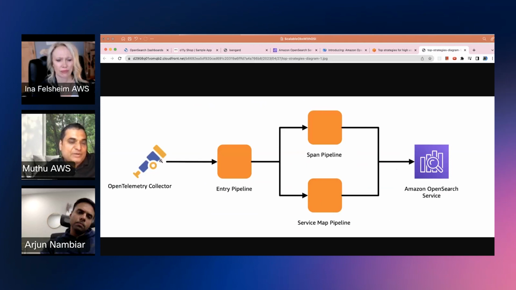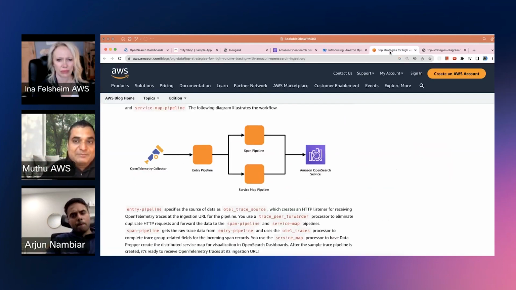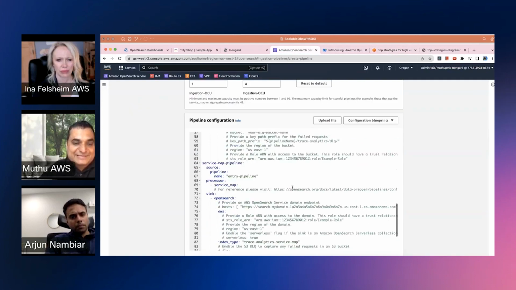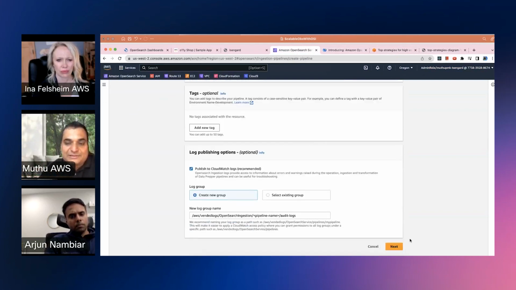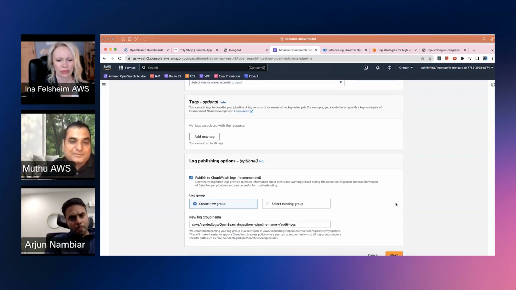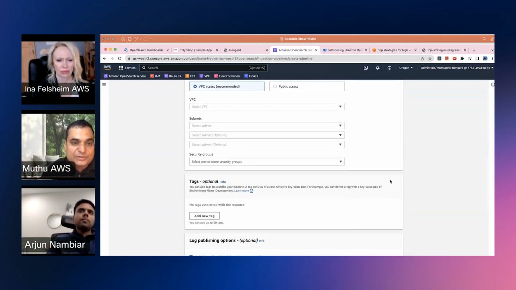The OpenTelemetry Collector is going to write these signals into the entry pipeline, and then the entry pipeline conditionally bifurcates the data to a span pipeline and a service map pipeline too. The span pipeline then calculates metrics from the spans on ingestion. And the service map pipeline is going to create nice looking visual service maps and write the data into OpenSearch. So this is how the built-in blueprint works. And it's very easy. As Arjun mentioned, it's all populated. All you have to do is provide your credentials and the roles that you create and click on this next button. There are other options too, like for example, creating your CloudWatch logs to know the health of your pipeline.